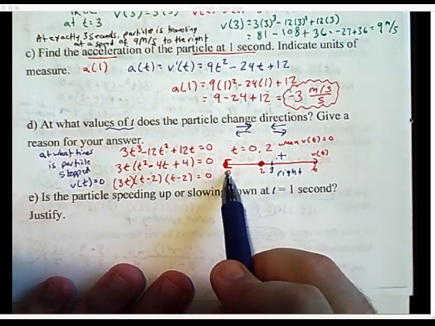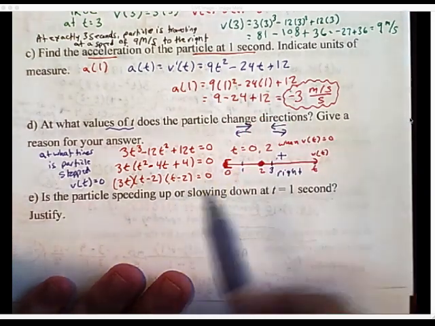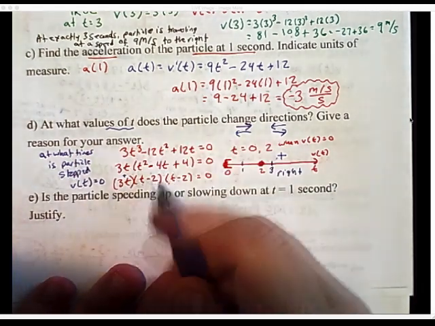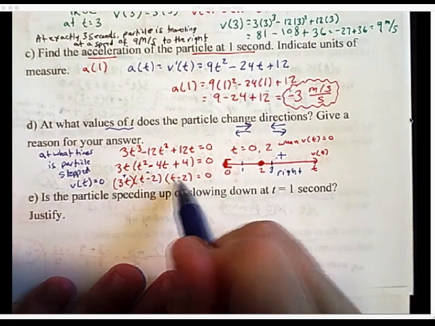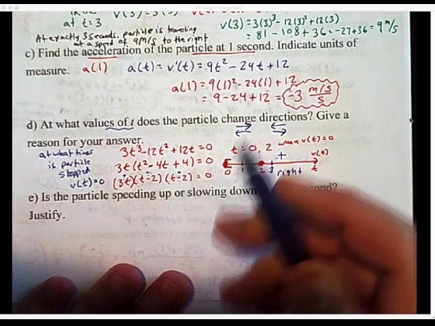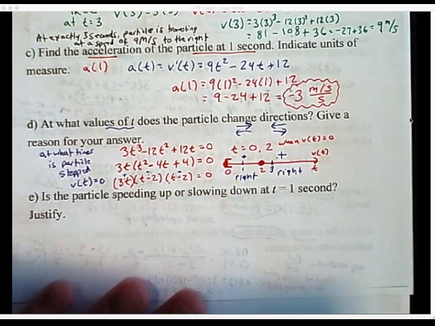I'll pick a number between 0 and 2. 1. I've put in a 1 here. 3 times 1, that's a positive. 1 minus 2, that's a negative. Another 1 minus 2, that's another negative. A positive times a negative times a negative is a positive, which means the object is traveling to the right.